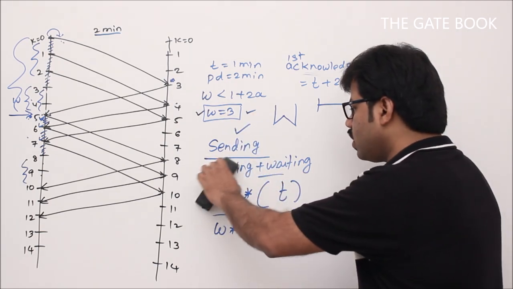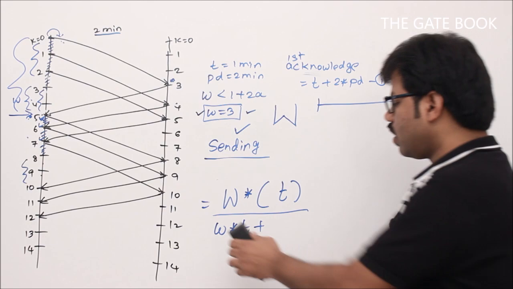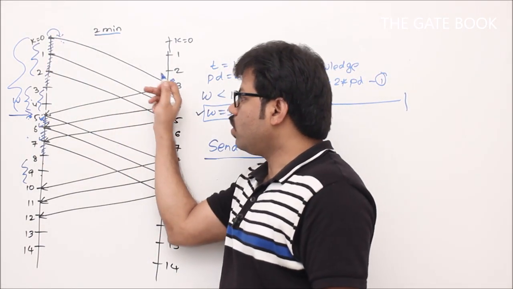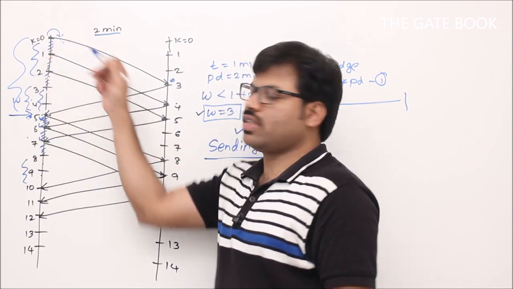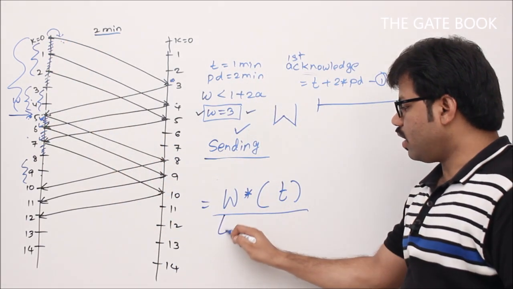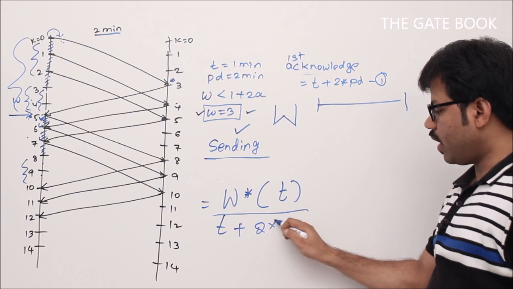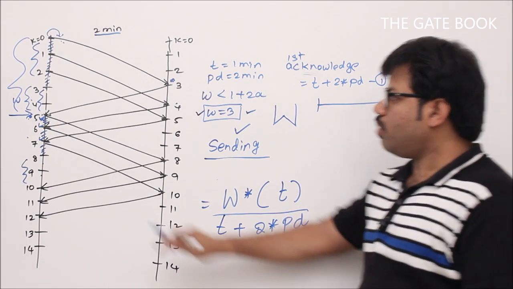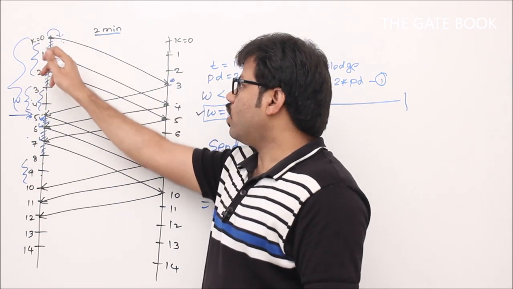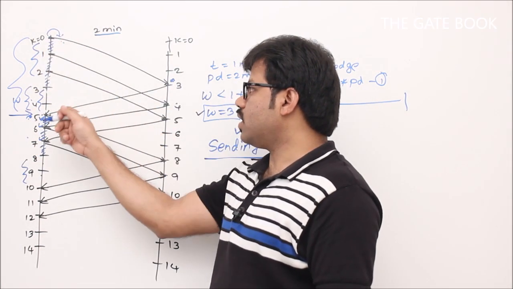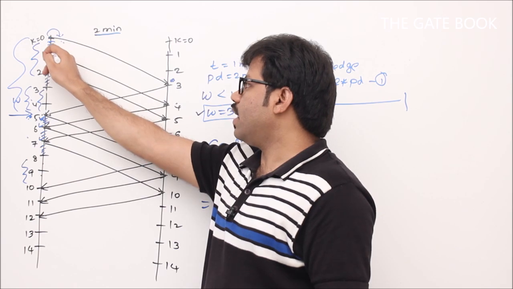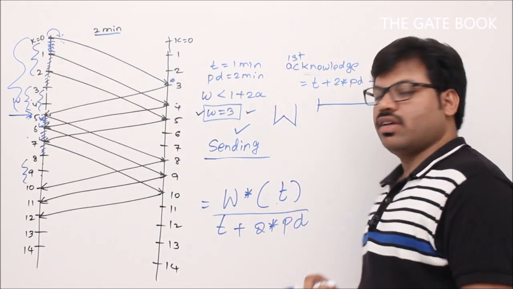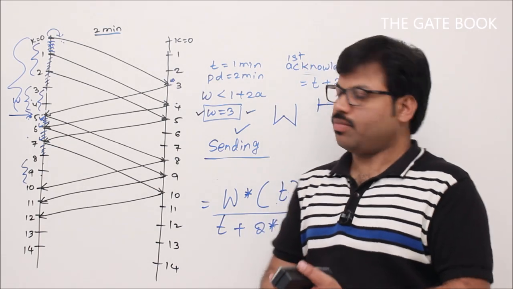So the total duration is exactly equal to the time to get the first acknowledgement after sending the first frame. That will be t plus 2 into propagation delay. Let me tell you one more time. If you see the picture, you understand that here you are sending. When are you busy? You are busy when you are sending the data. How much time do you send? W into t.